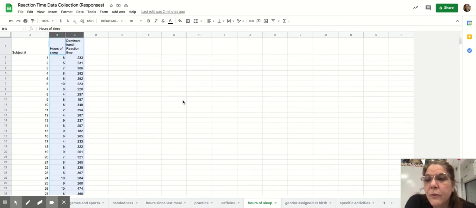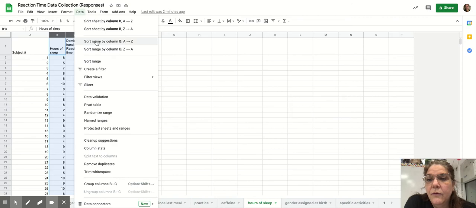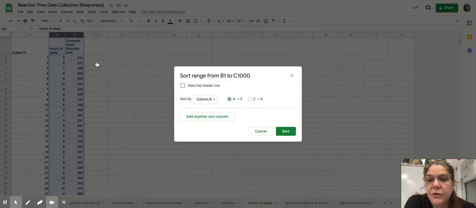In order to sort the data the way you want to, you highlight just the columns you want, okay? And then you go to data. I want to sort it by the number of hours of sleep, okay, that way I can look at it more closely. So I'm going to go data, sort range, and I'm going to say data has a header row, and it's hours of sleep. I'm going to sort it.